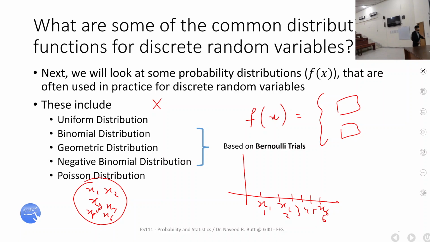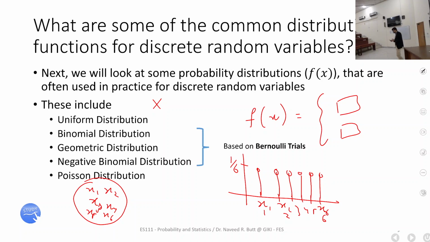Now if you plot it, what do you see? The height will be 1 by 6. What about the probability of a 2? Again 1 by 6, 1 by 6, 1 by 6, 1 by 6. Just look at this plot. Is it uniform or is it changing?